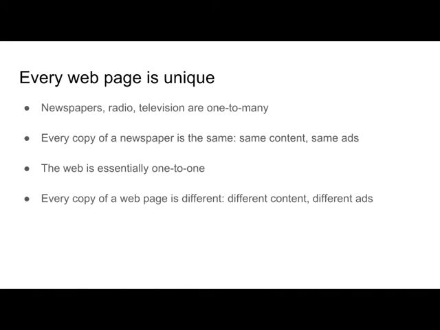So basically, the core idea is that every web page is unique, right? Newspapers, radio, television, this is all broadcast, one to many. There's one big tower, a whole bunch of receivers, and everybody gets the same content. So every copy of the newspaper is the same, everyone gets the same content and the same ads. The web is much more one-to-one, right? When your browser phones up the server and says, give me a web page, that server makes a decision. It decides which content to show you and it decides which ads to show you. And that's very much a one-to-one type situation. So that's essentially why we can do so much personalization online and why this industry is much more complicated online.